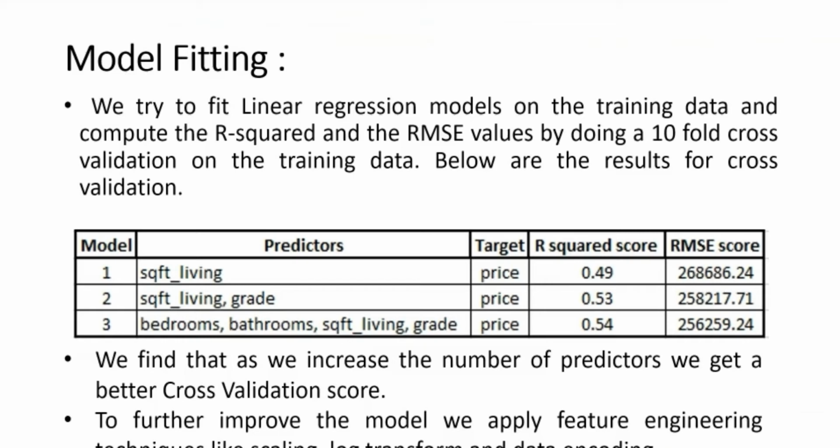Then for the next model, we took the independent variables as square feet living and grade. Here we observe that we got an R squared value of 0.53 and an RMSE score of 258217.71. Later, for the third model, we took four independent variables. As you can see from the table, as we are increasing the number of independent variables, we are getting a better R squared value. Further, we think that we can improve this model by applying feature engineering techniques like scaling, log transformation, and data encoding.